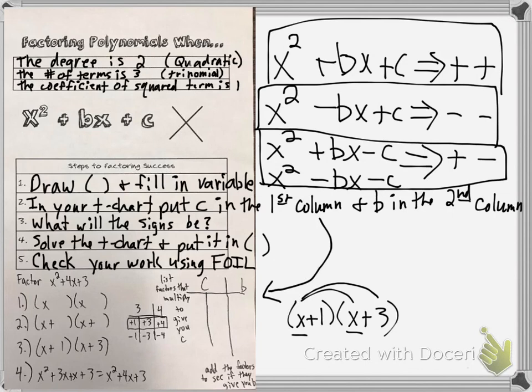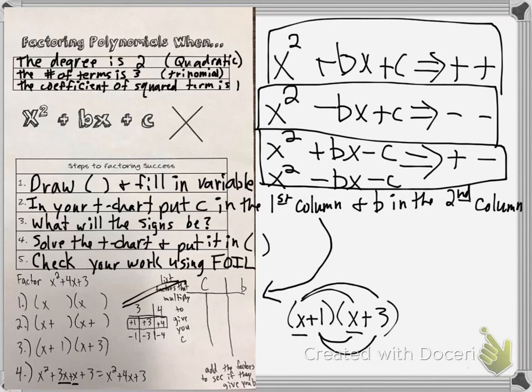3x. Everyone okay with that? I stands for inner. So I multiply the inner terms together. 1 times x gives me x, or 1x. And then L stands for last. I multiply the last two terms, so 1 and 3, the last term of each set of parentheses. 1 times 3 gives me 3. I then combine my like terms. 3x and x gives me 4x. So that's how I got x squared plus 4x plus 3.